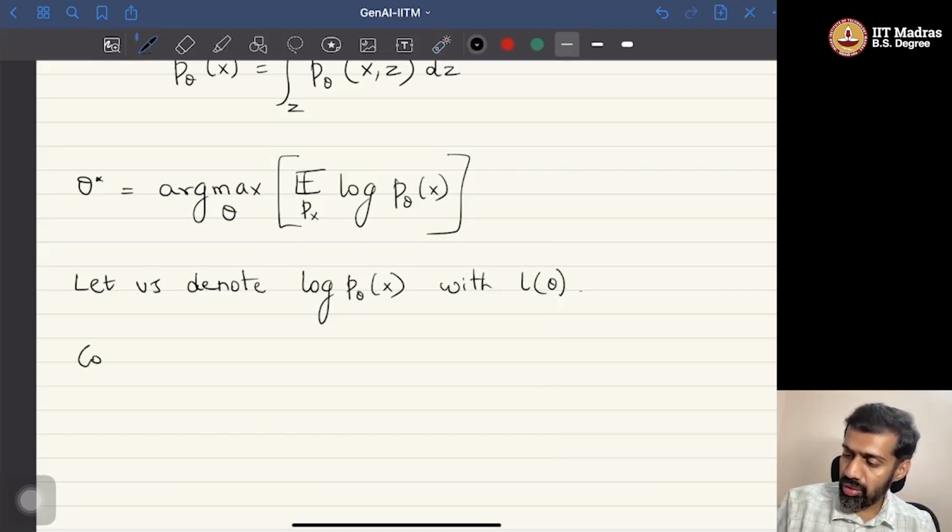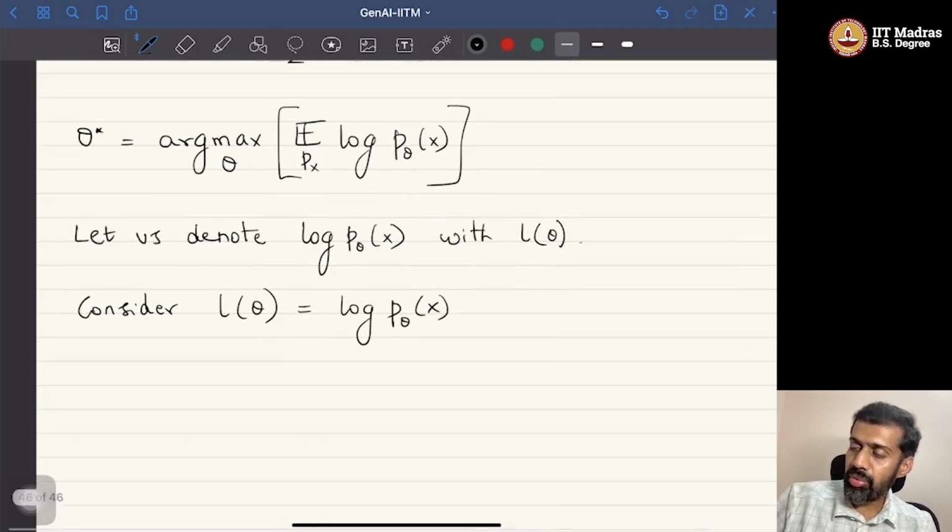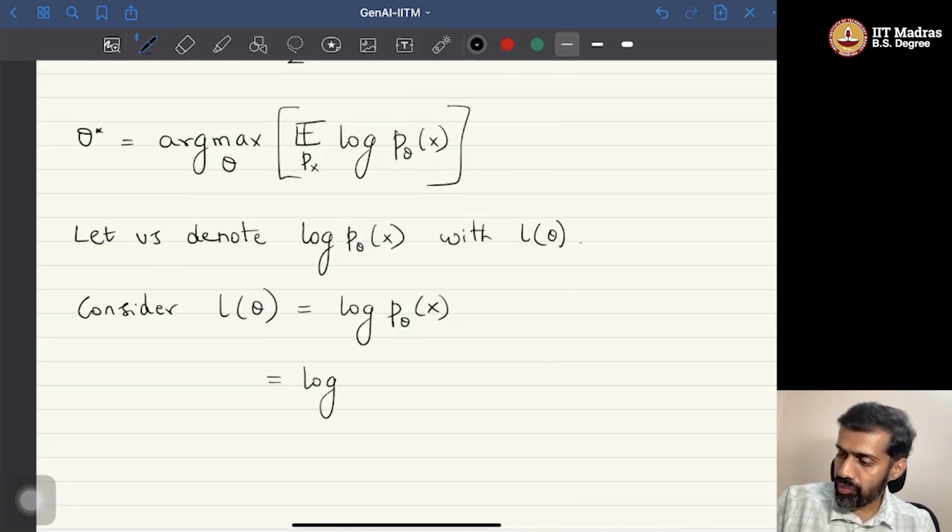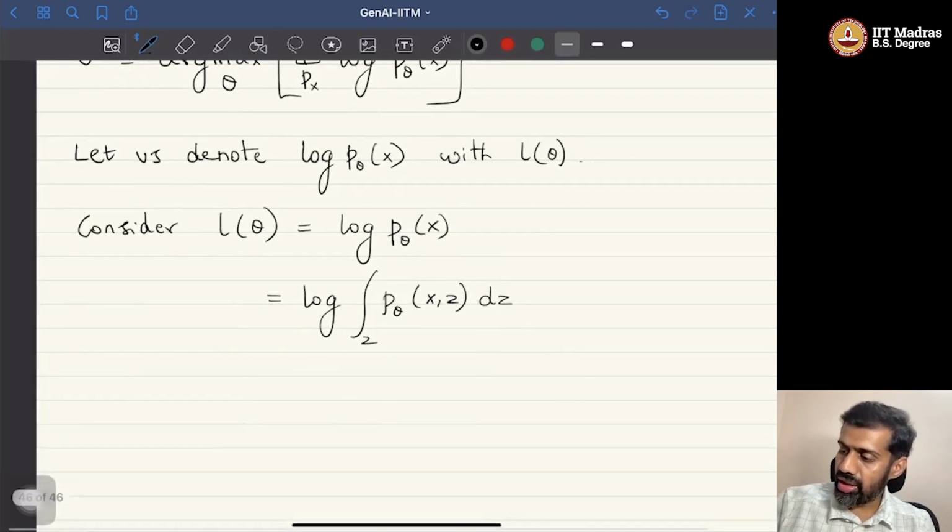So consider L theta, which is the log likelihood of the data under the model distribution. This is equal to log of the integral of p theta x comma z dz, because this is the definition of the latent variable model.